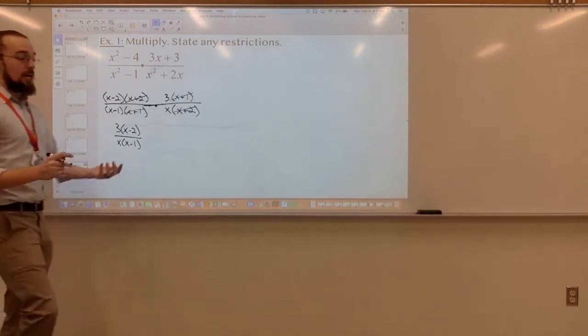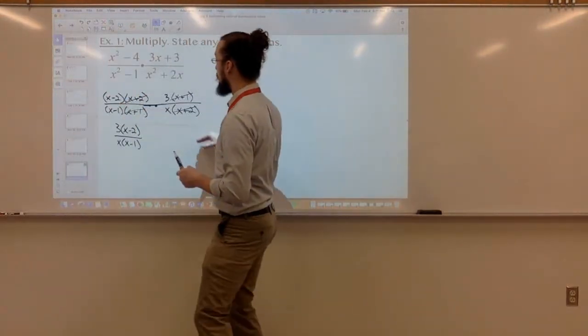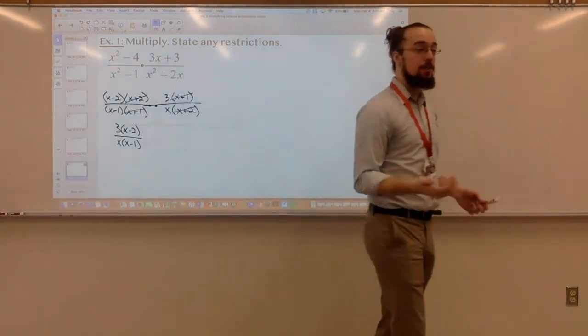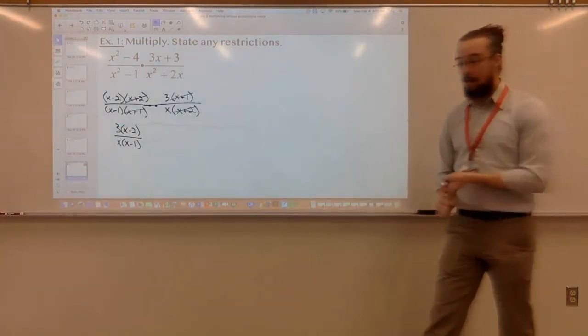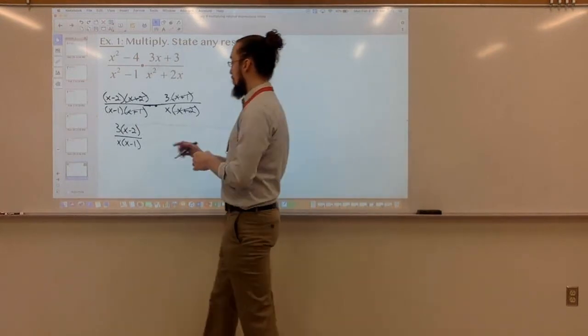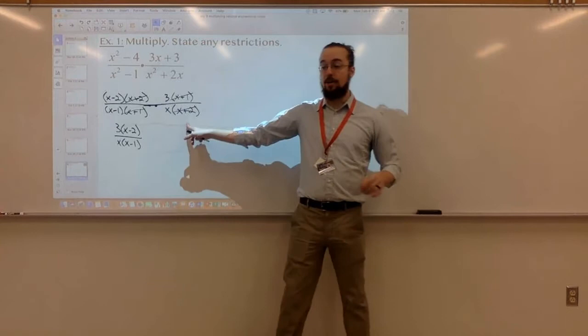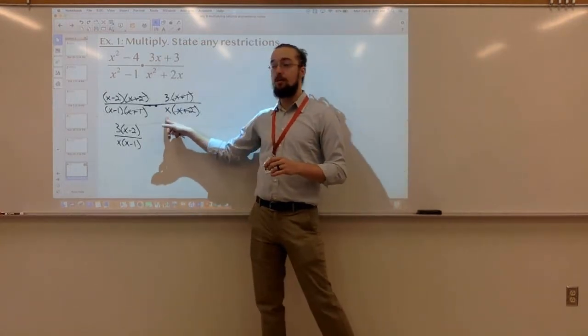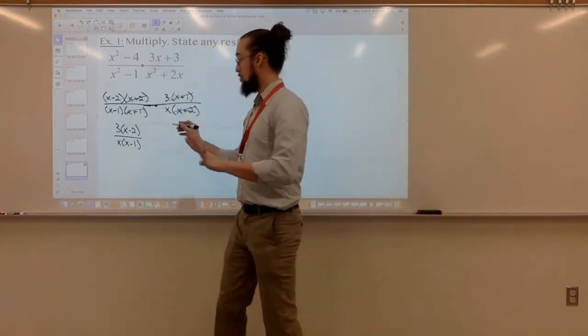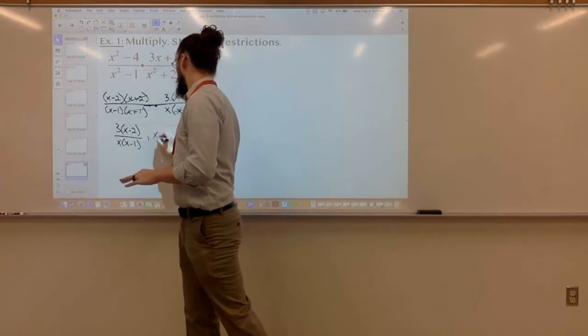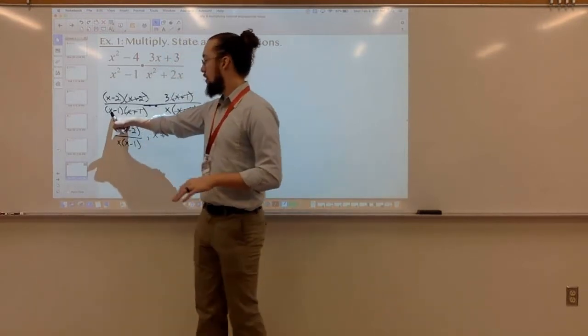Now we need to state our restrictions. And remember, we want to look at the fraction before we canceled anything out to get our restrictions. So I've got 1, 2, 3, 4 different factors here. This x is its own factor. So I'm going to have 4 restrictions here. All right, so let's just go one by one.